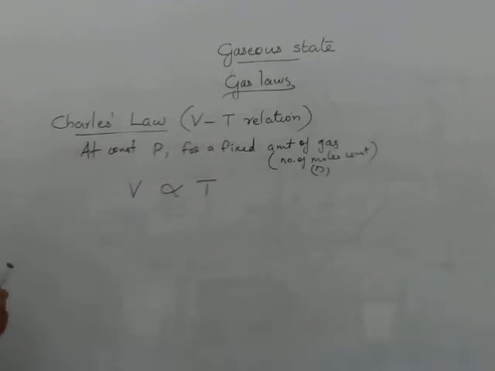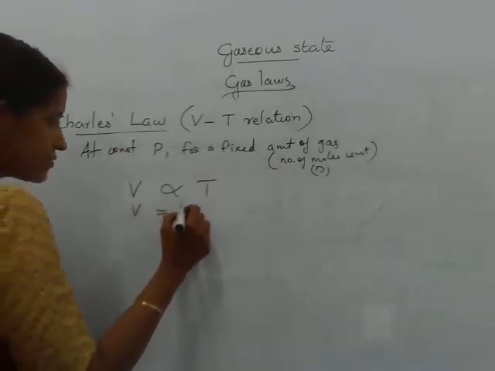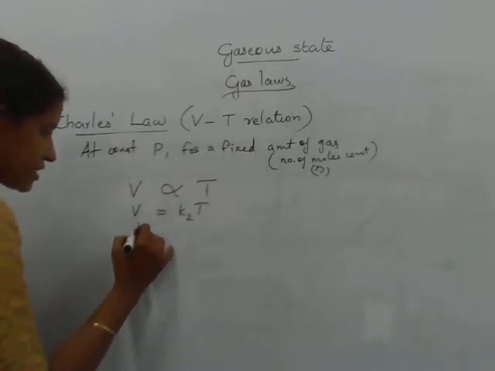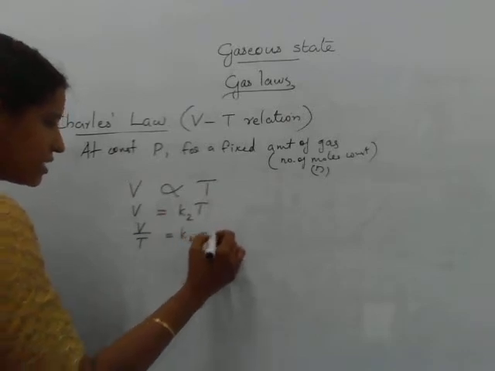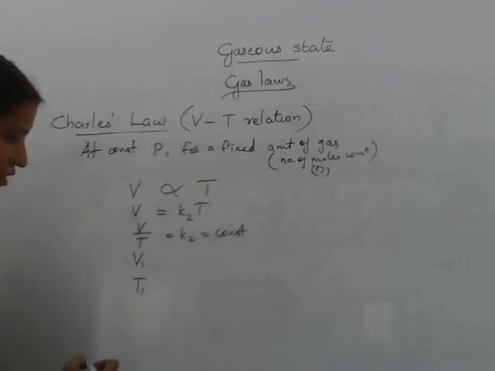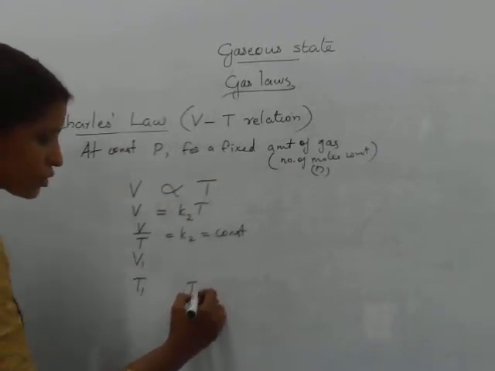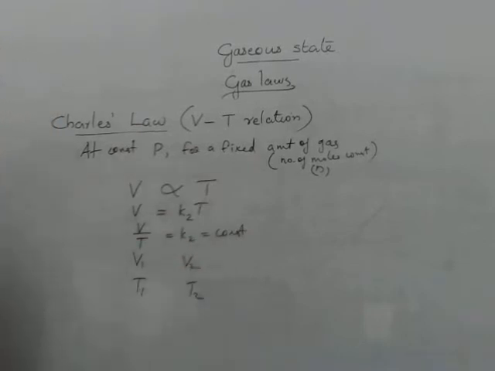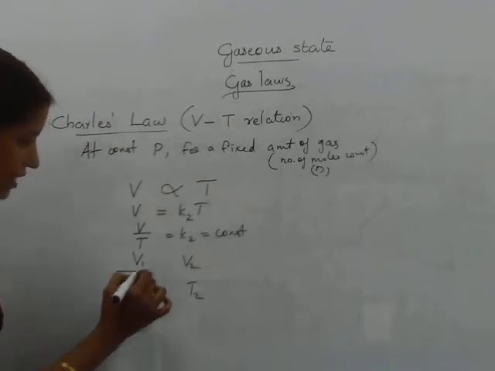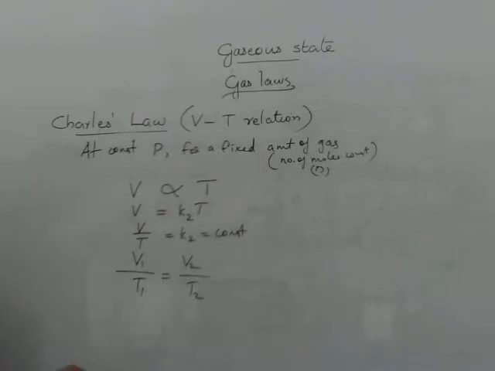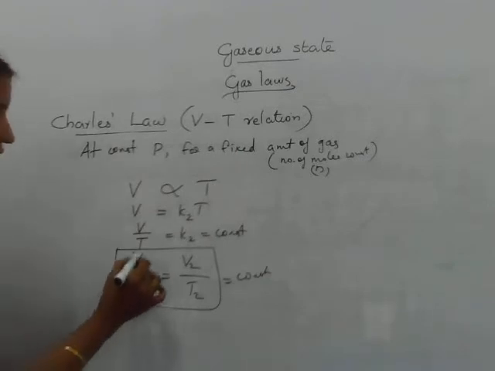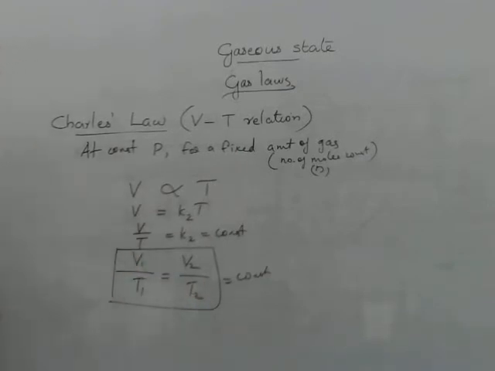Charles' law. If you replace this proportionality by equality, there comes a constant k2 into T. There k2 is the proportionality constant. If you rearrange this equation, V by T is equal to k2. That is, V by T is a constant. If you have a gas at volume V1 at a temperature T1, when the temperature is increased to T2, volume also increases to V2. On the basis of Charles' law, we can write this as V1 by T1 equal to V2 by T2. This will be a constant. So in this equation, if three quantities are given, the fourth one can be calculated.